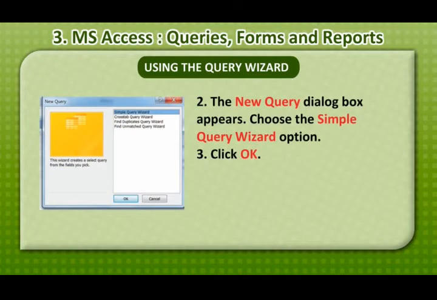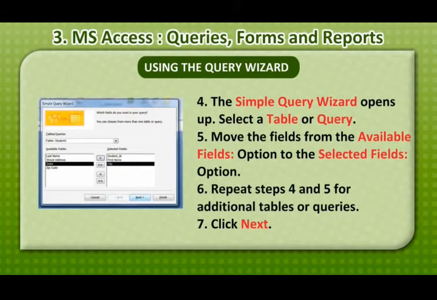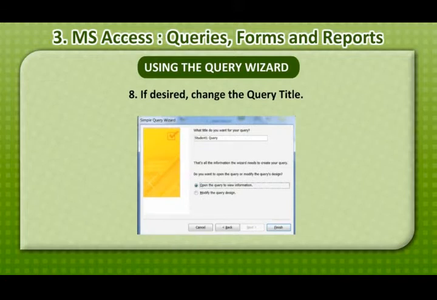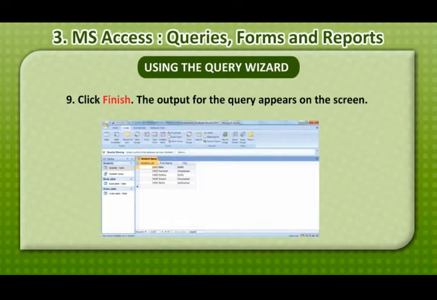The new query dialog box will appear. Choose the simple query wizard option and click OK. The simple query wizard opens. Select a table or query, and move the fields from the available fields option to the selected fields. Repeat these steps for additional tables or queries. Click on next. If desired, change the query title, click finish, and the output for the query appears on the screen.